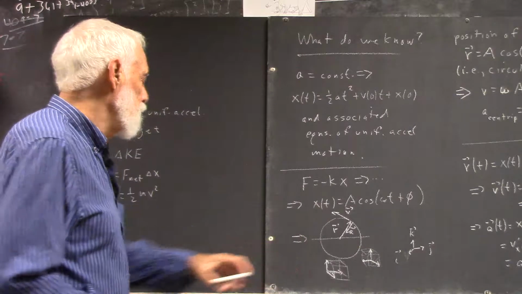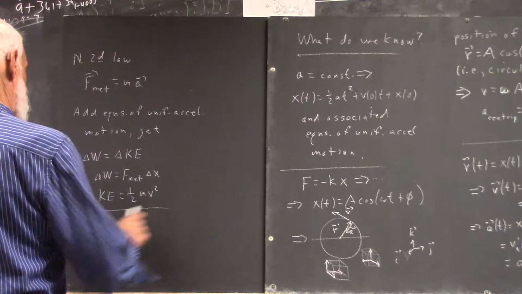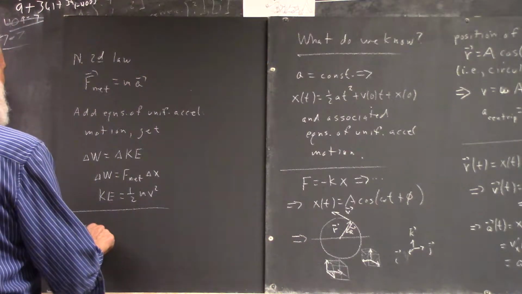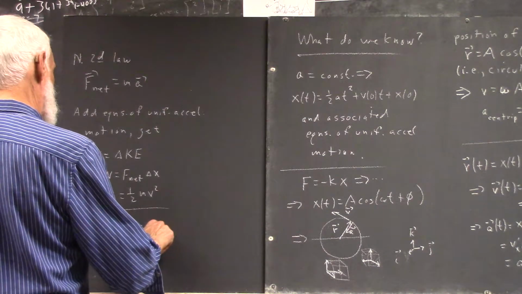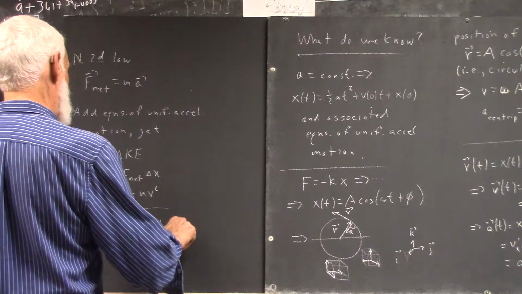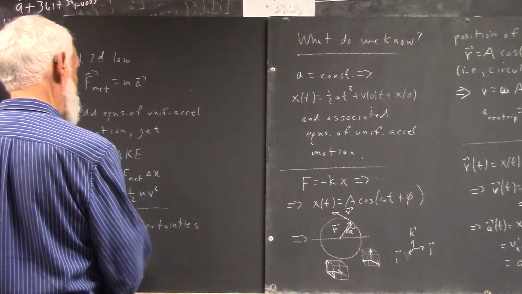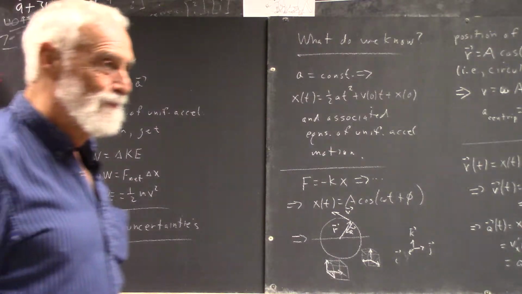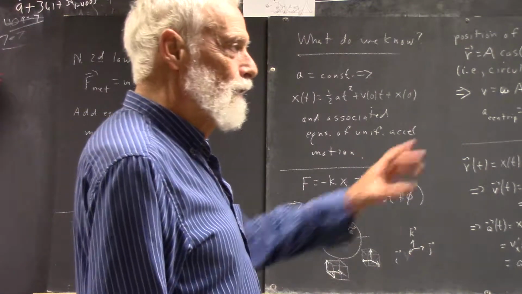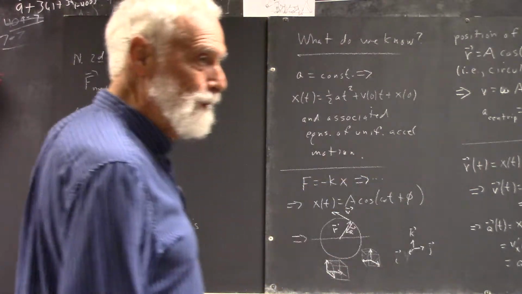So I'm going to put down here: we haven't done much with them statistically, but there will be uncertainties. Okay? Like on old maps, here be monsters. Well, in physics, there be uncertainties.